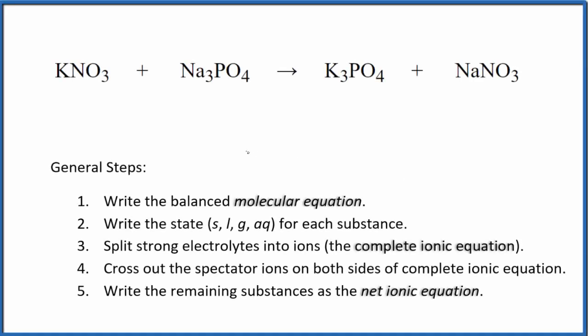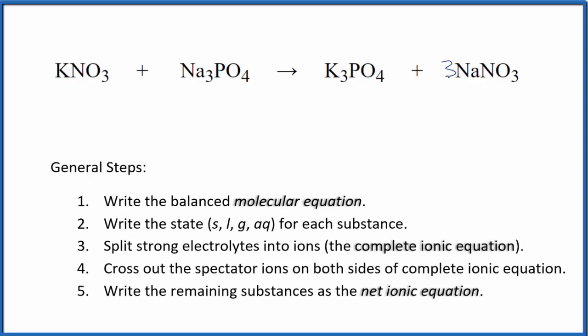In this video, we'll balance the net ionic equation for KNO3 plus Na3PO4, potassium nitrate plus sodium phosphate. So the first thing we need to do with net ionic equations, we need to balance the molecular equation. I have 3 sodium atoms here and just 1 here. I'm going to put a 3 here. That gives me 3 sodiums.